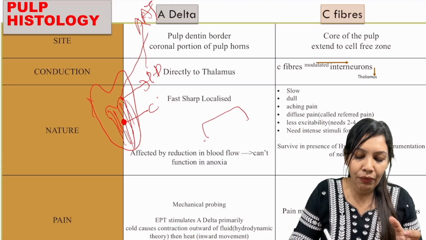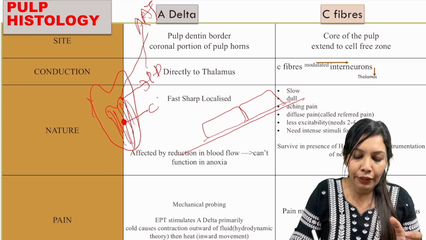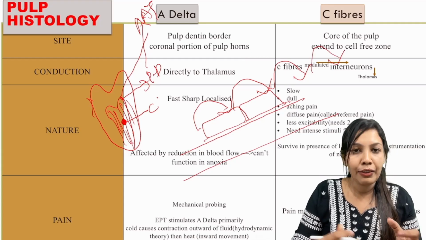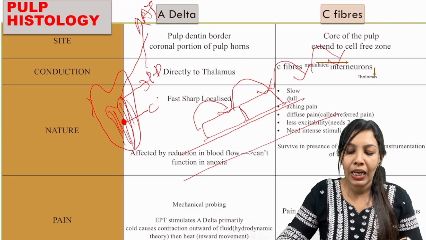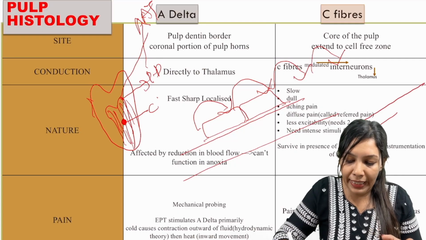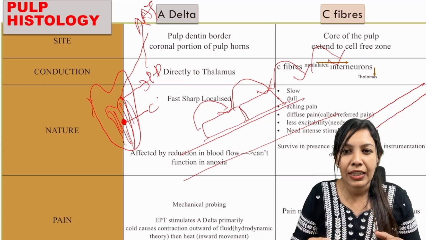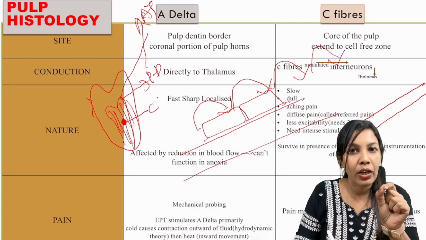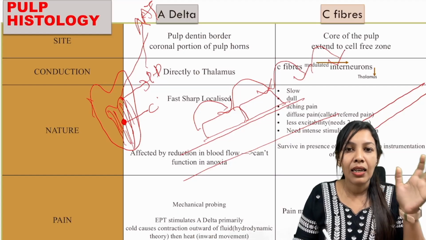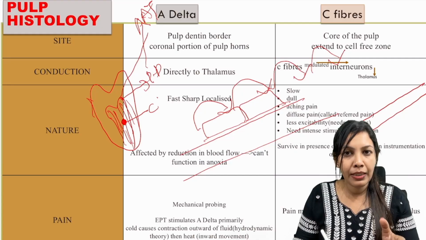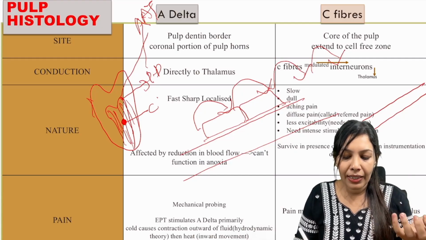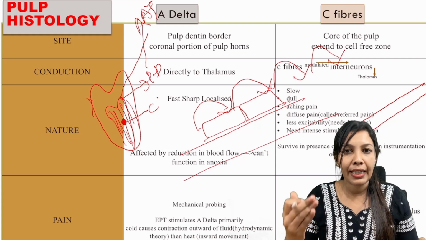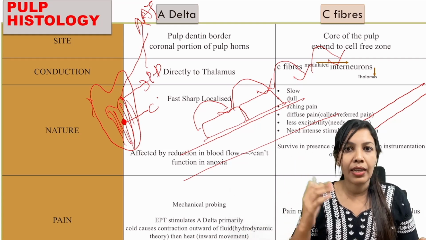Myelinated means a myelin sheath is present on the external surface of the nerve. So there will be faster conduction of the pain or any stimulus. But in the case of C fibers, they are not myelinated. So there won't be a faster conduction. It will have a very slow, dull conduction. Here, it will be fast and sharp and localized, and the pain is directly stimulated to the thalamus. But C fiber pain is very slow, dull, often an aching and diffuse pain, which is slowly conducted through the interneurons to the thalamus area.